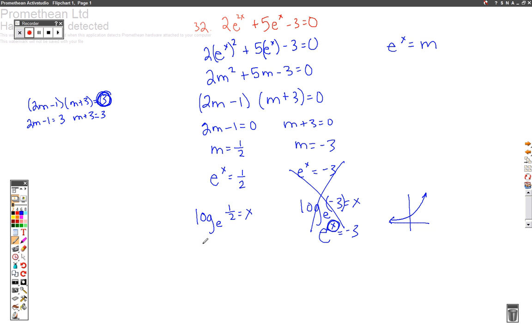Okay, so what would this equal? I could do this as ln of 1/2 over ln of... Oh, I don't need to do that at all. Let's just be a little more logical, Miss Losnick. Log base e is the same thing as ln, so that equals x. So then ln of 1/2 gives you negative 0.693, and that equals x. And there's your answer.